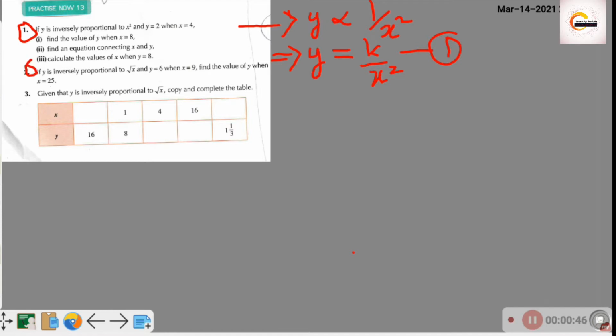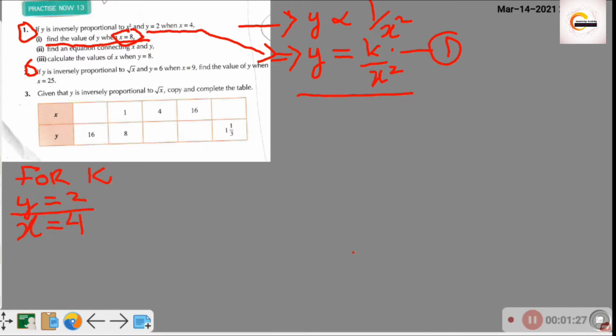Question number 1, part 1, we have to find the value of y when x is equal to 8. How will we find the value of y with the help of this formula when we don't know the value of k? So we will use the given value of y and x in our formula to find out the value of k, and after calculating the value of k, we will put this value of k and the value of x to get the value of y.